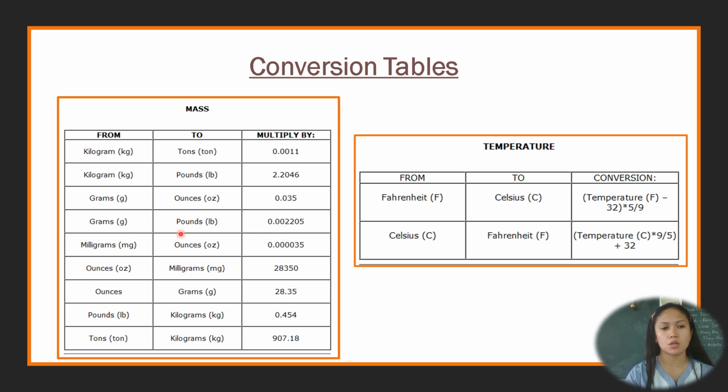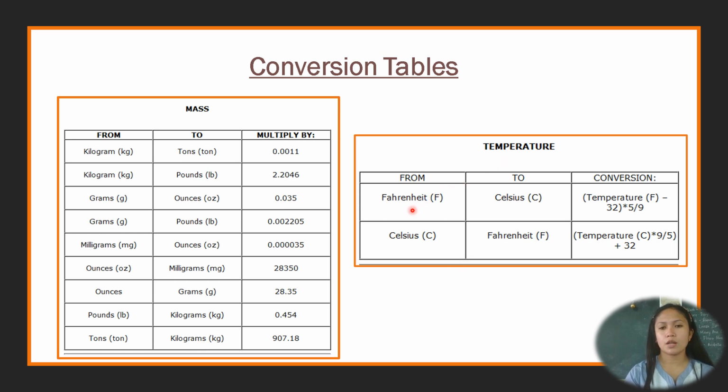0.002205 pounds. 1 milligram is equal to 0.000035 ounce. 1 ounce is just equal to 28,350 milligrams. 1 ounce is equal to 28.35 grams. 1 pound is just equal to 0.454 kilograms. 1 ton is just equal to 907.18 kilograms.